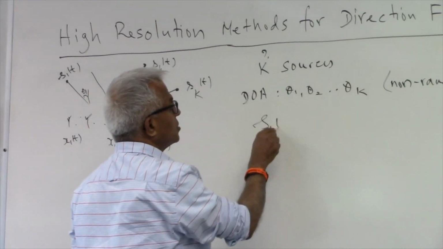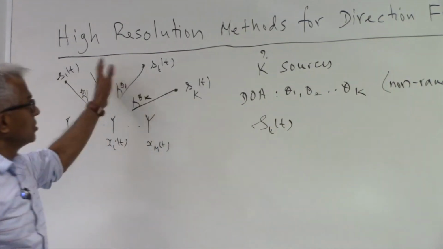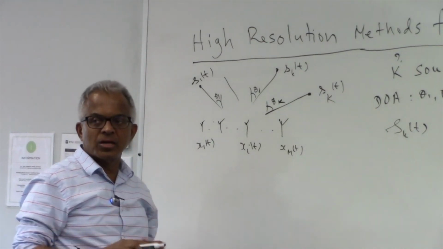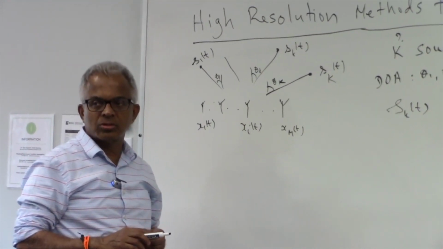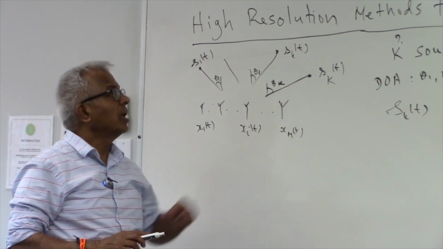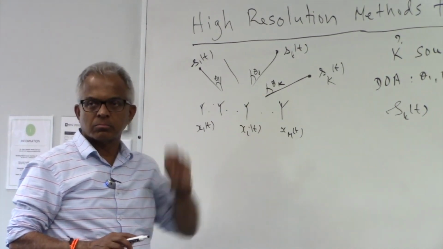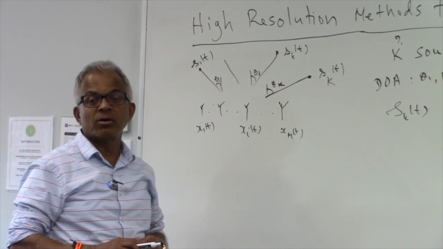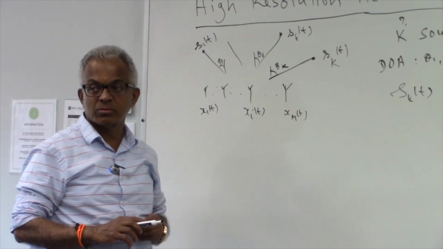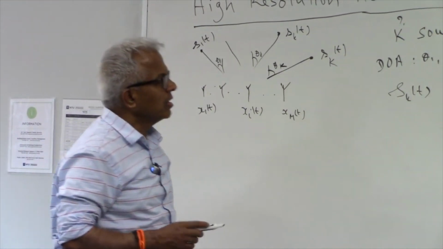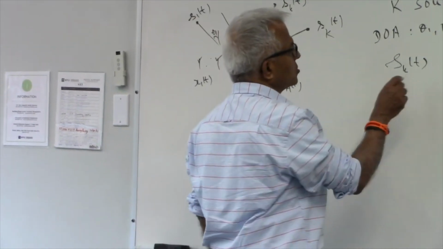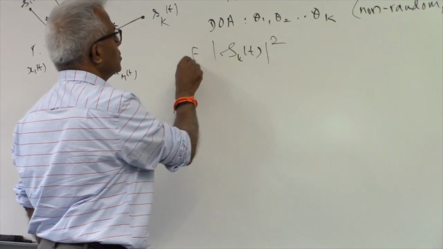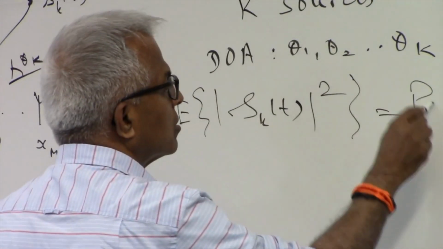And each of these sources is, in general, a stochastic source for various reasons. Even if it is a single sinusoid, it will have an unknown phase in it, so that's the simplest case. In any case, we will assume that the sources have some amount of power. So source powers are P_k.